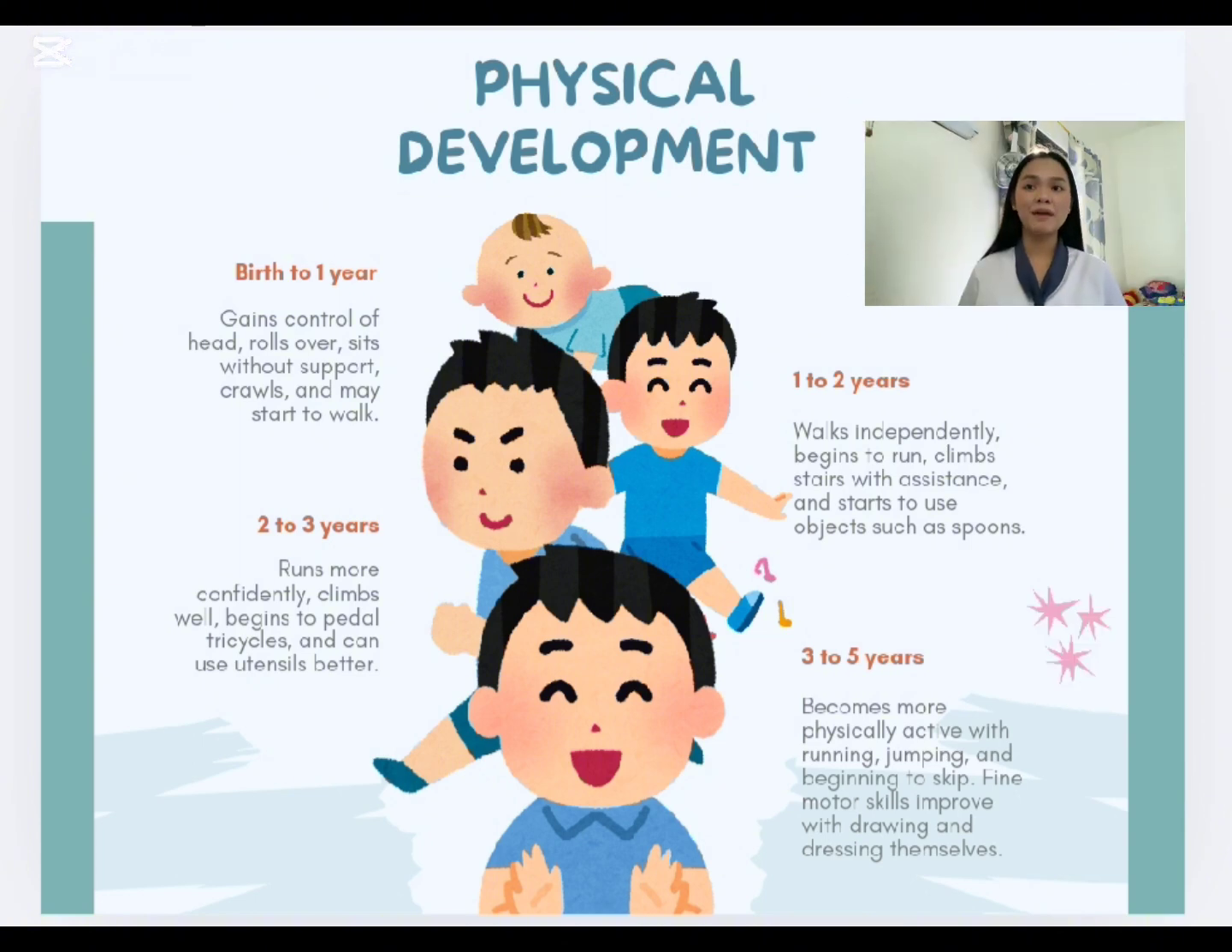In summary, physical development from birth to 5 years involves progressive milestones that showcase increasing mobility, coordination, and independence. Understanding these milestones is very important for assessing a child's growth and providing appropriate support to promote their development.